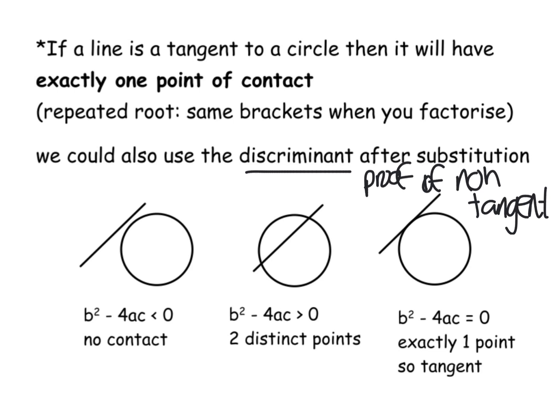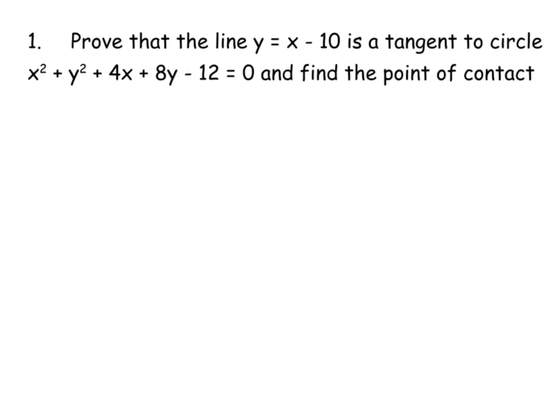The best way to illustrate this is to do some examples. First, a quick reminder of the discriminant, which is easier for these scenarios. When it's less than 0, you've got no point of contact, so it's not a tangent. If it's greater than 0, you've got 2 points of intersection. And where you have to prove it's a tangent, you're looking for it to be equal to 0. But as I said, for this one we tend to just factorise and get that repeated root. So example 1: prove that this line is a tangent to this circle.